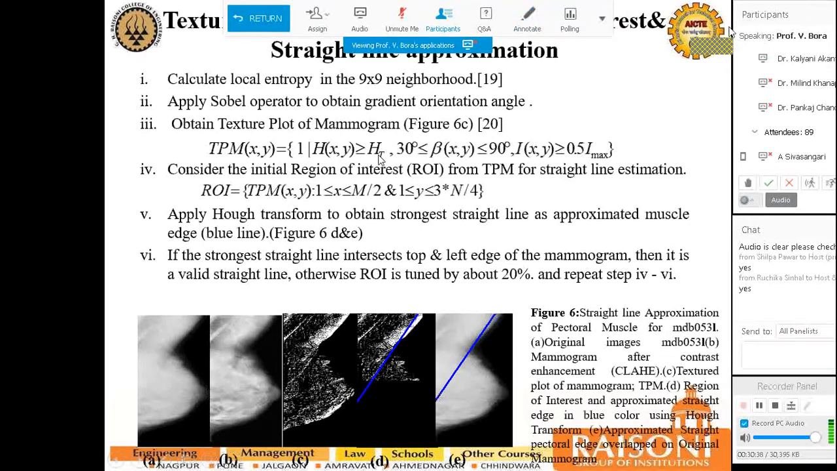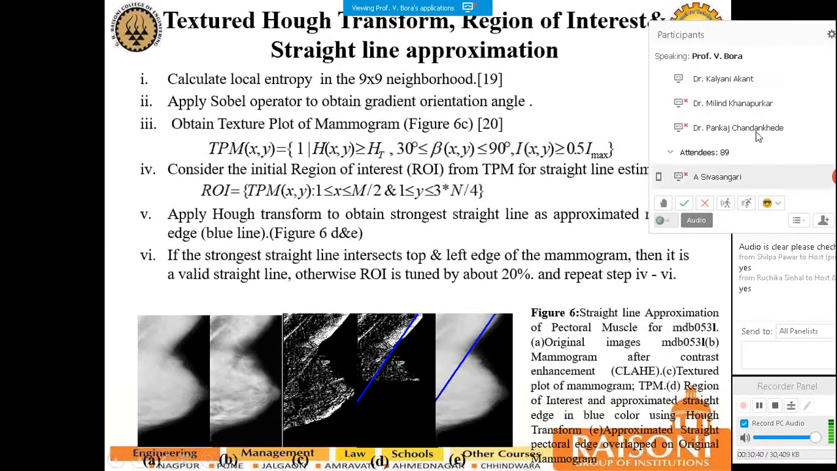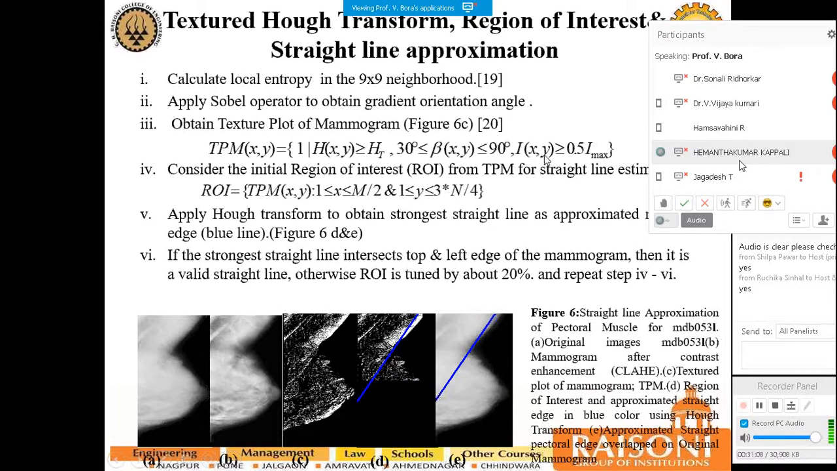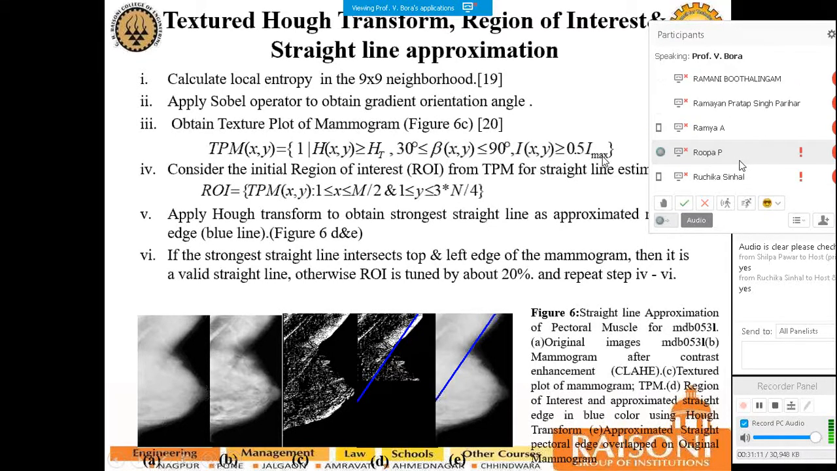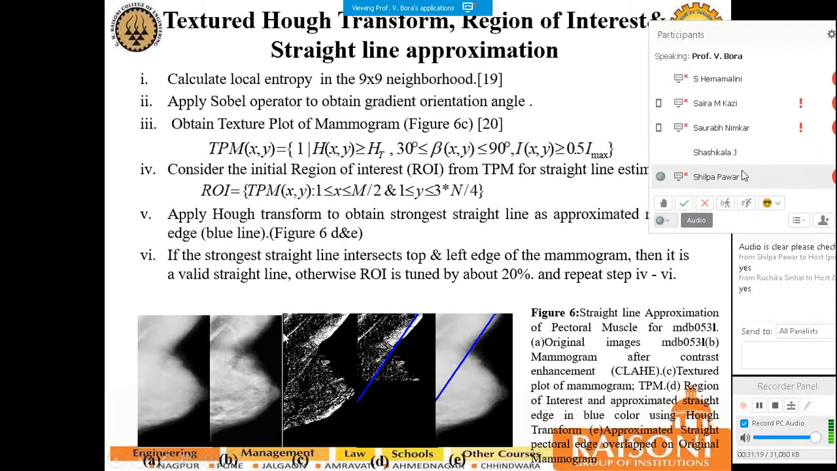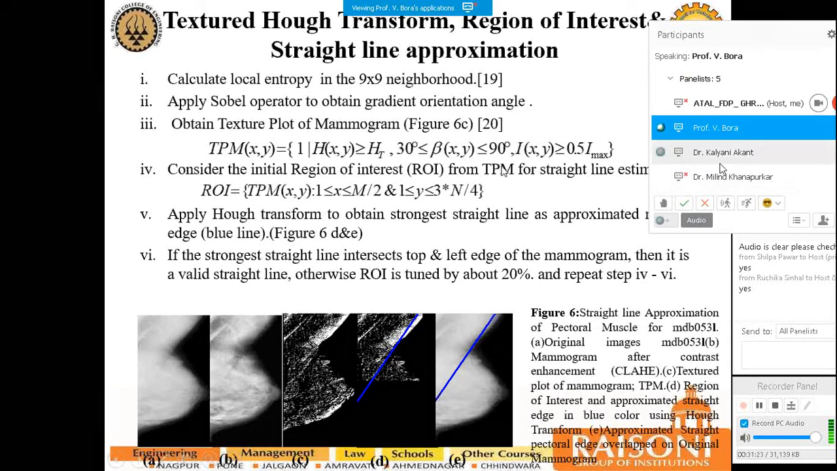So wherever HXY is greater than 50% of the local mean value in the 9x9 local area, those pixels are considered as the first feature. For the Sobel operator, the gradient angle should be greater than 30 and less than 90 degrees, and IXY, the intensity of the pixel, should be greater than 0.5 of the maximum. For all such pixels, the value will be 1 in TPM. That's why it is called the textured plot of the mammogram.